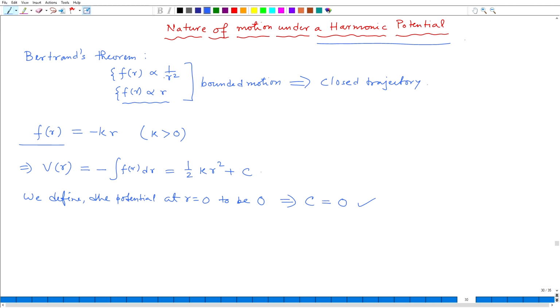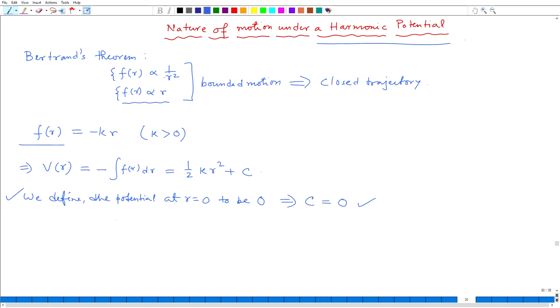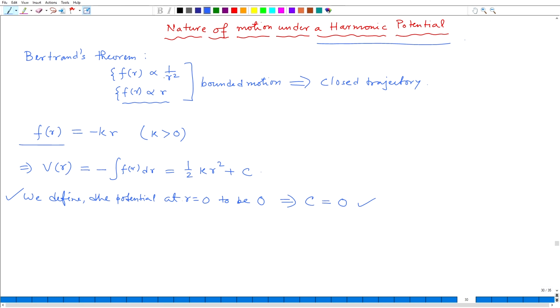Remember, this is different from an inverse square force law, where we say that the potential is 0 when r is infinity. Finally this does not actually cause any problem, because in physics we are always interested in the dynamics where the gradient of potential comes into play. Whether you define the reference potential to be 0 at r equal to 0 or r equal to infinity does not matter. The only thing we have to understand is that the potential must always be finite, otherwise you can have a problem finding the force. So, we define the potential at r equal to 0 to be 0 and c equal to 0, and that gives V(r) equal to half k r².